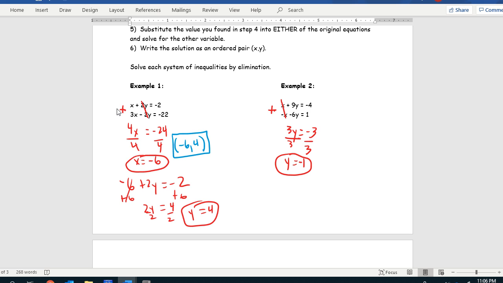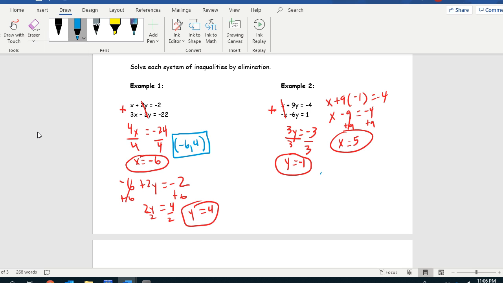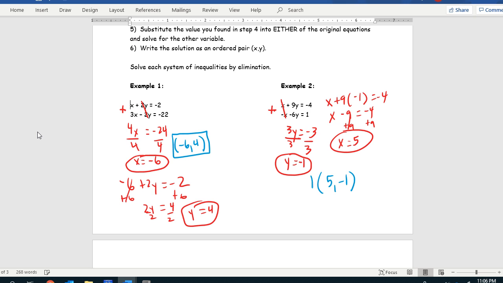Let's plug that negative 1 into, let's go with the top equation. We're solving for x, and x is positive, so I'm going to go with that one. So we have x plus 9 times the y value that we just got, negative 1, equals negative 4. So x, positive 9 times negative 1 is negative 9, equals negative 4. Add 9, x equals 5. So our solution to this second system of equations is 5, negative 1.